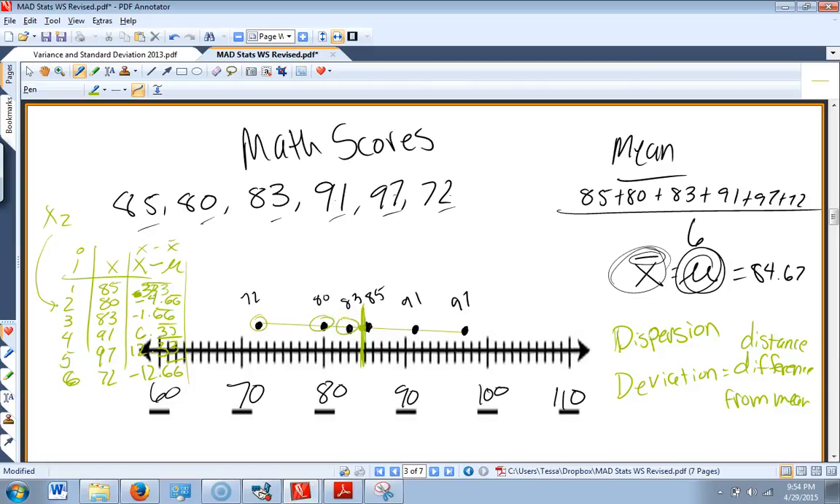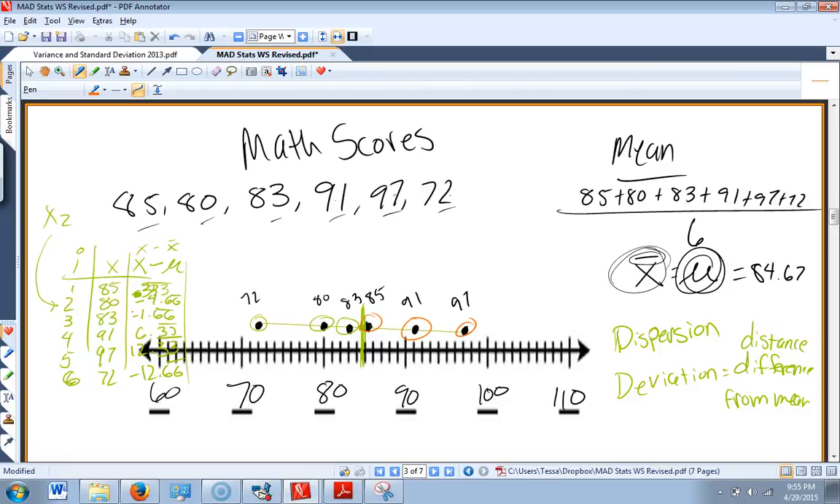So we see this has a negative sign, this has a negative sign, and that one has a negative sign. Whereas, I'll change colors here, this has a positive sign, that has a positive sign, that has a positive sign. These are above the mean, these are below the mean.